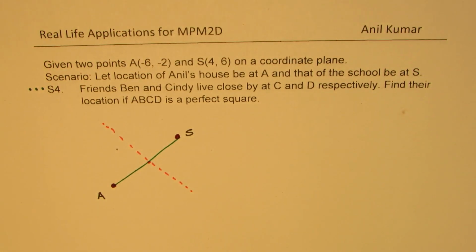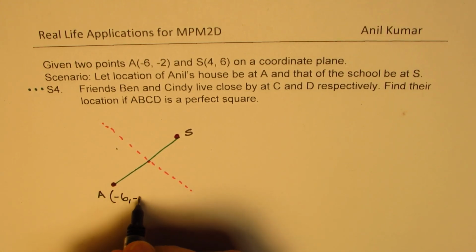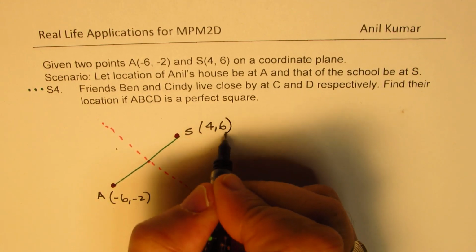So they'll be along this line. Perfect. So how do we find these points? That is what you need to figure out. We know A is (-6, -2), and the value of S is (4, 6).